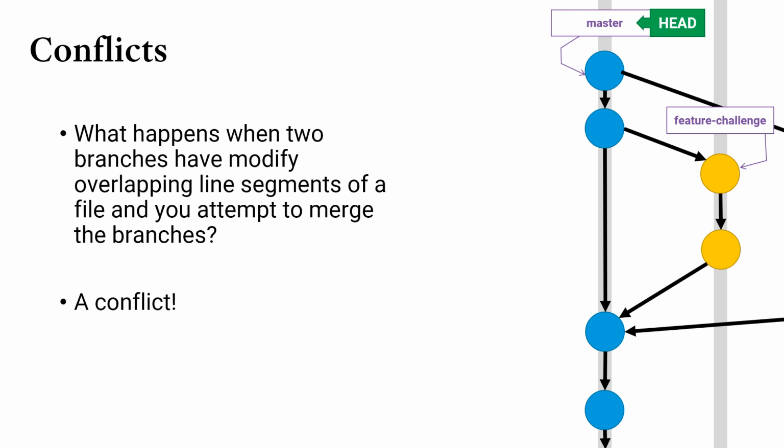What happens when two branches change the exact same file, the exact same line, and they effectively conflict with one another when you try and merge them back together? Well, this is what we call a merge conflict, and we're going to take a look at how we can resolve that in this particular video.